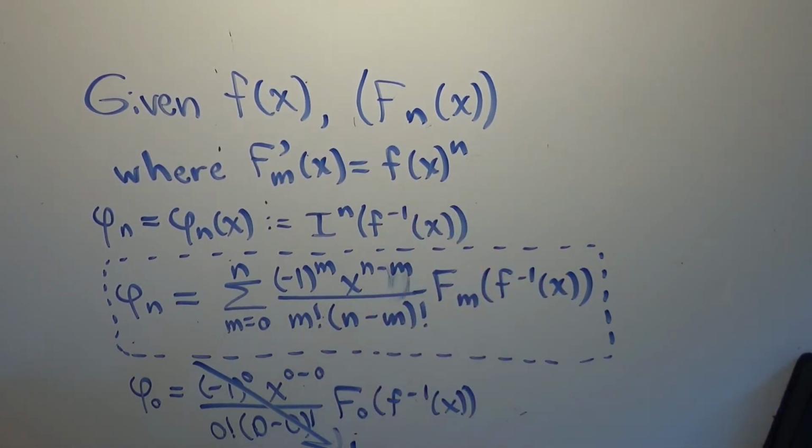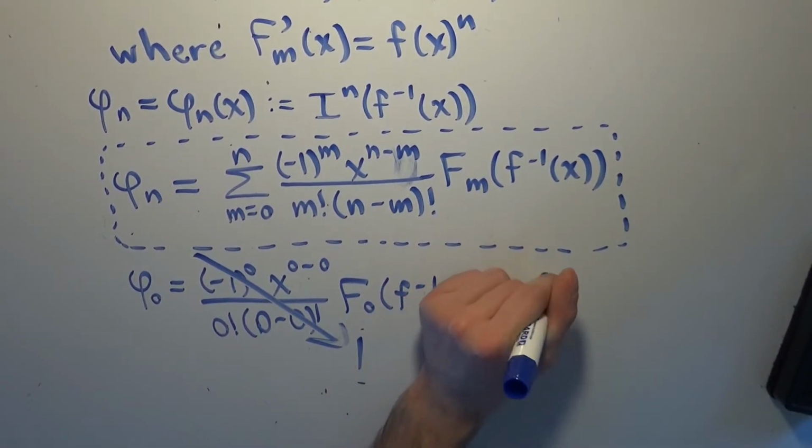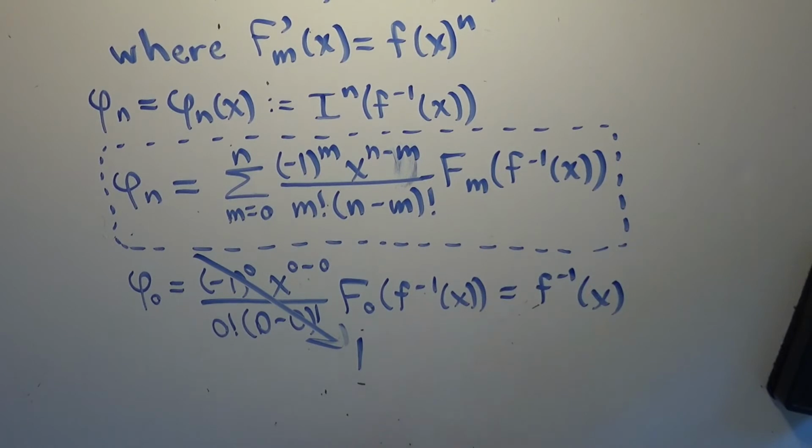f of x to the power of 0. But f of x to the power of 0 is just 1, which means the derivative of F0 is 1, and so integrating 1, we get that big F0 is x. So big F0 is the function x, and we're plugging f inverse into the function x, which means this just comes out to be f inverse of x. So the base case is correct. Phi0 is in fact just the f inverse when we take it from this expression here.